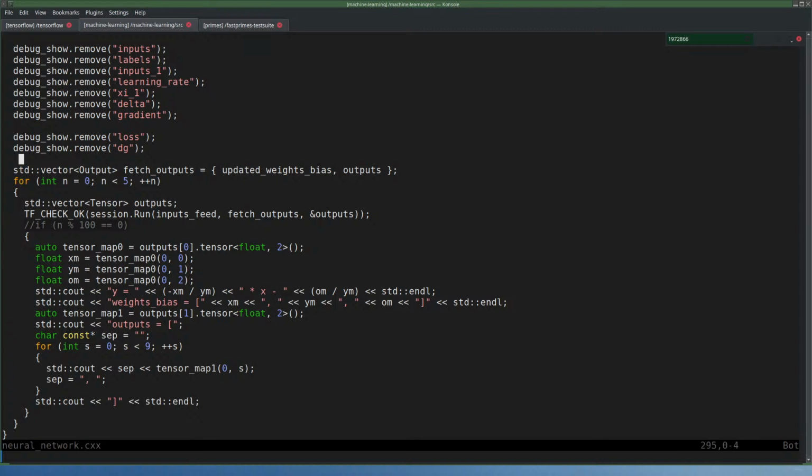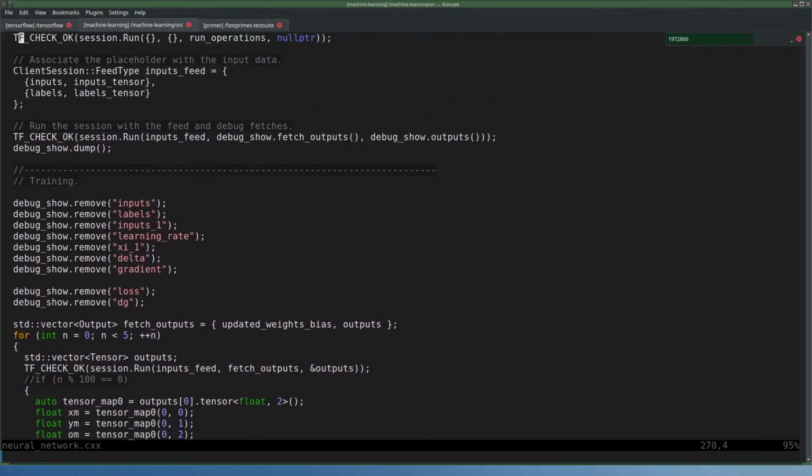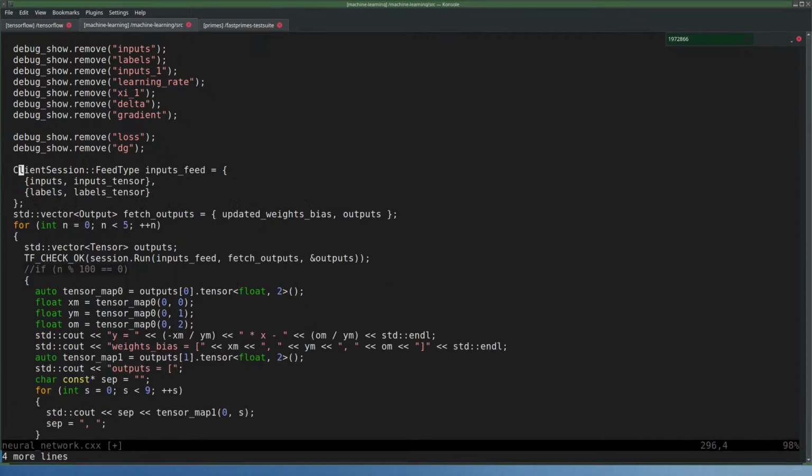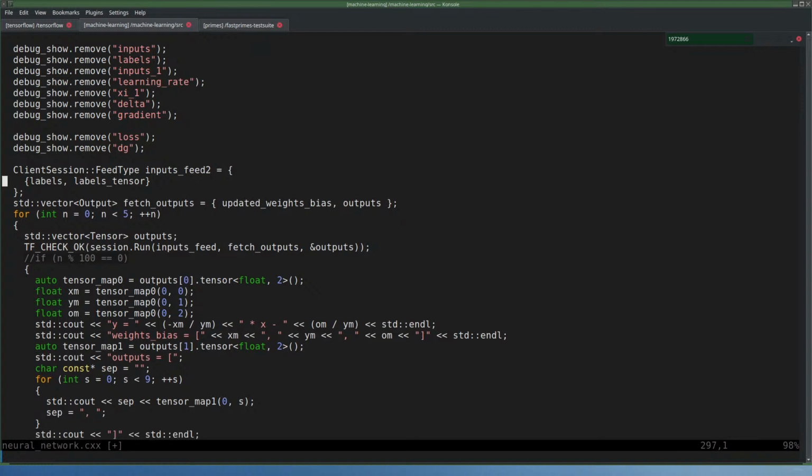I have an input feeds here. Inputs feed, which is this thing. Let's make a new one. We'll give it a new name, input feeds 2. And I'm only passing labels because that might be needed, but inputs, really, no. I don't believe it.